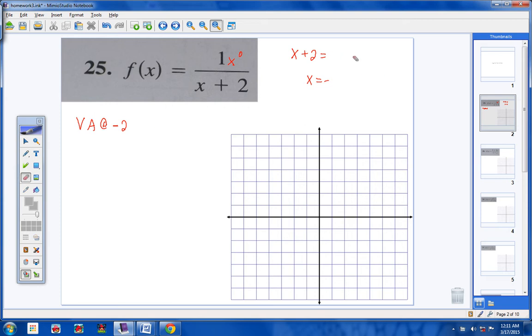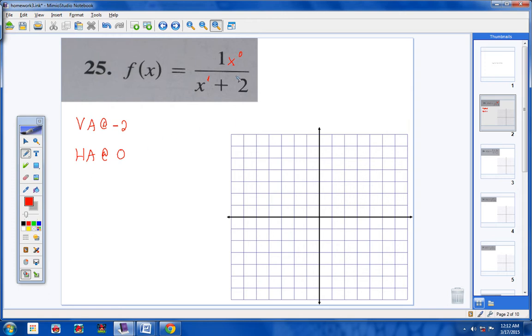Now, next is the horizontal asymptote. Remember, whenever the degree in the numerator is smaller than the degree in the denominator, which is the case that we have, then we always have a horizontal asymptote at 0, okay? At 0, always. Whenever the degree up top is less than the degree in the bottom. Okay, next we're going to find the x and the y-intercepts, okay?